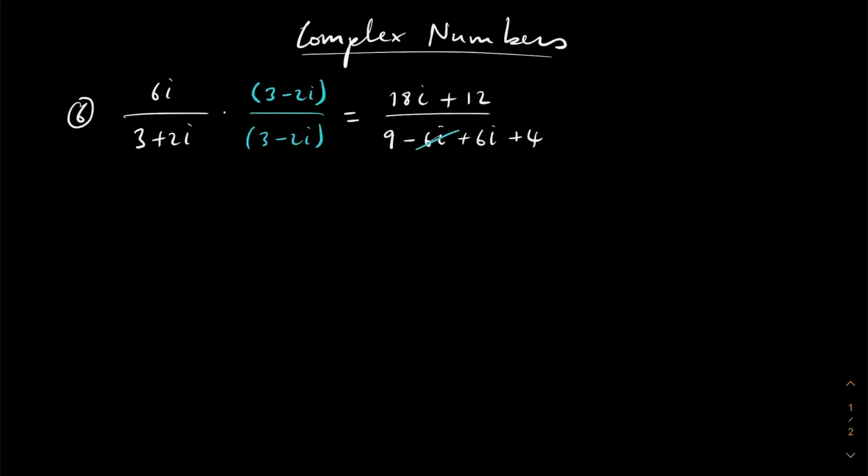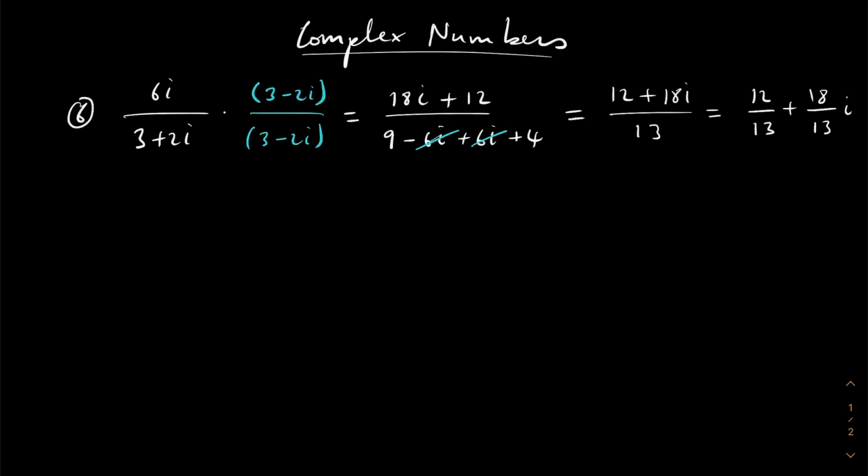And so finally, on the bottom here, the middle terms cancel again. And so on the top, you're going to get 12 plus 18i, and on the bottom, you're going to get 13. And so our final answer here is going to be 12 over 13 plus 18 over 13i.